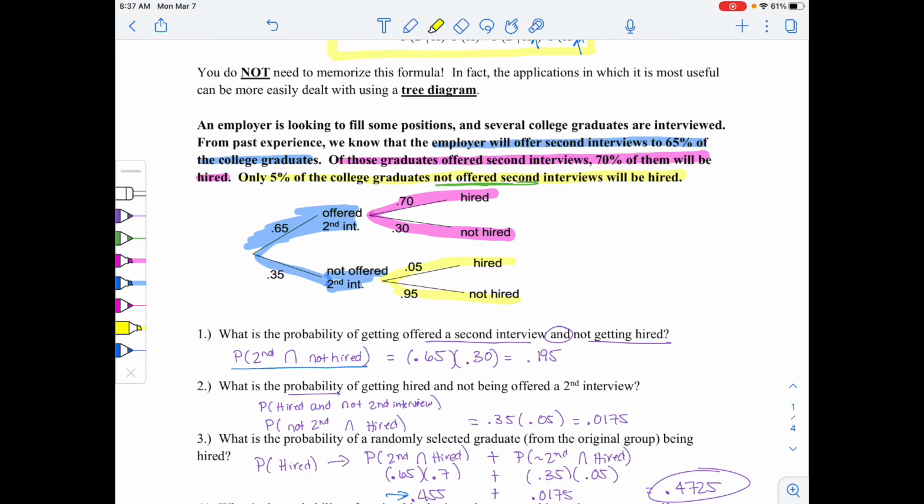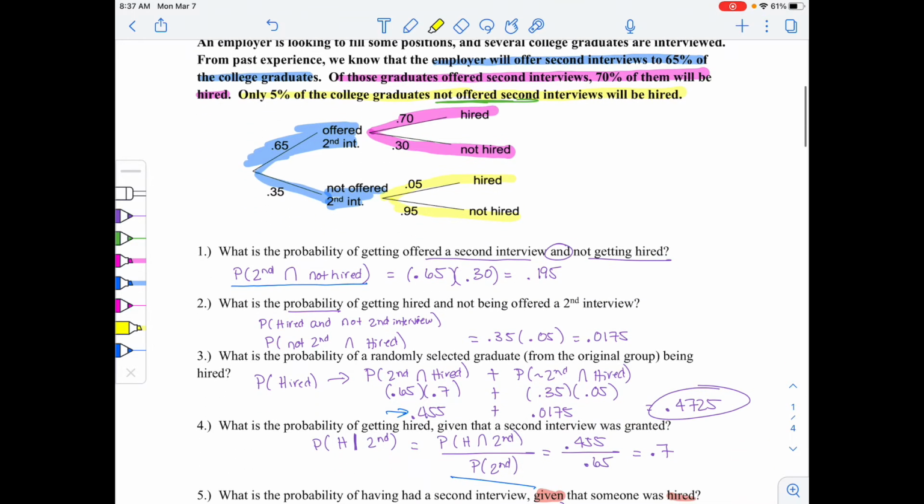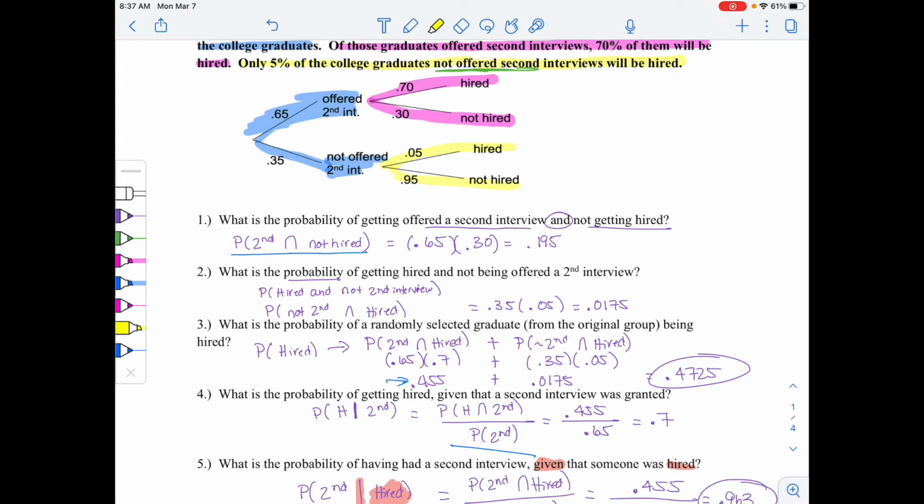And what you need to understand about the trees is it does set up our conditionals because we're looking at certain groups of people. Of those offered second interviews, we have new probabilities. Of those not offered second interviews, we have new probabilities. Looking at our questions, it says, what's the probability of getting offered a second interview and not getting hired? Well, and means multiply. So I follow my tree, 0.65 times 0.3.